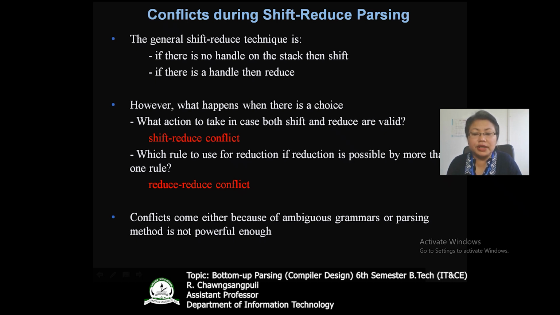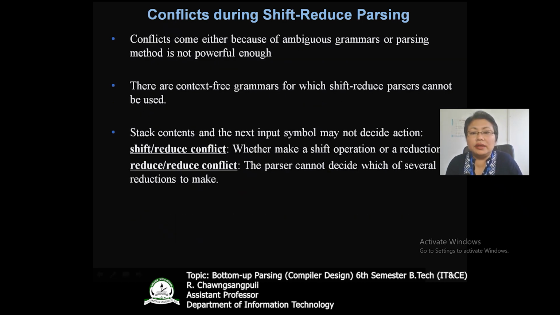So conflicts come either because of ambiguous grammars or because the parsing method is not powerful enough. How do you get ambiguous grammars? If you can draw two parse trees for a grammar, it is called ambiguous. So ambiguous grammars are not required for parsing. There are context-free grammars for which shift-reduce parsers cannot be used as well. And the stack contents and the next input symbol may not decide the action. So in that case, we call it a shift-reduce conflict.